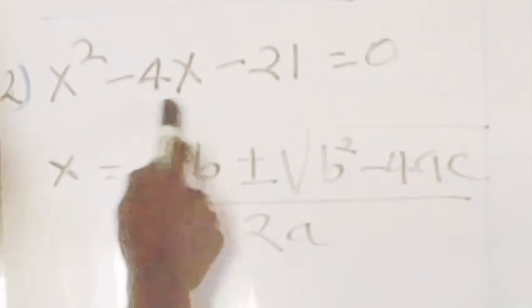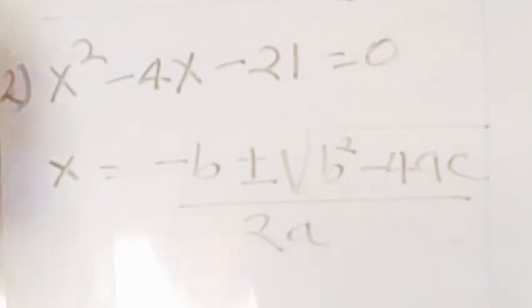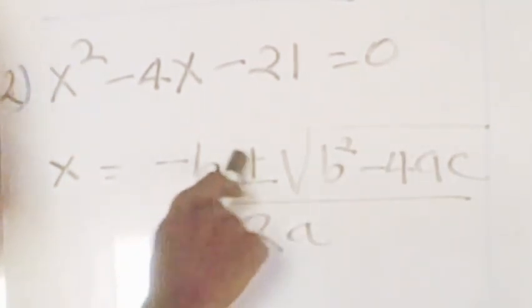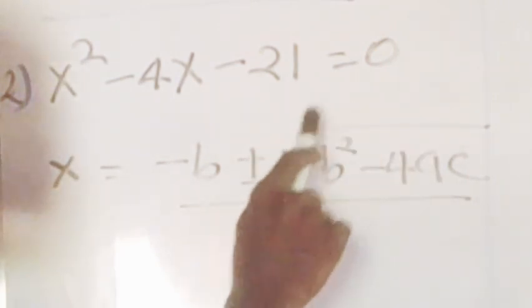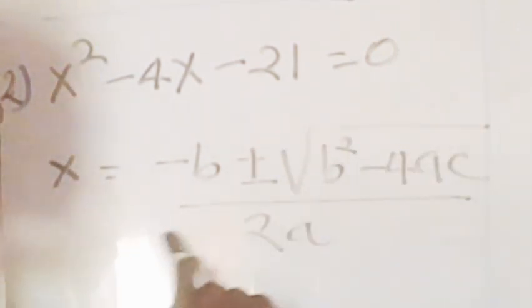x squared minus 4x minus 21 equals 0. Let's use this formula method. x equals negative b plus or minus the root of b squared minus 4ac, the whole of this under 2a.